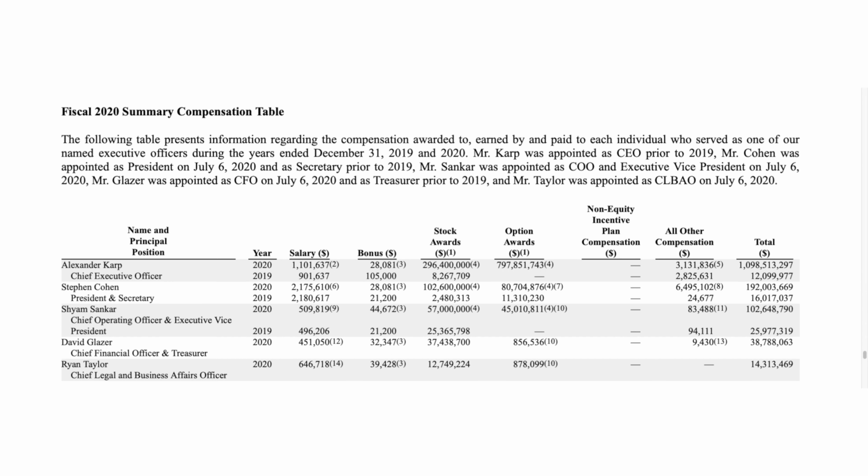Here are all the key executives at Palantir. You have Alexander Karp, co-founder, chief executive officer, and director. Stephen Cohen, co-founder, president, secretary, and director. You have Shyam Sankar, chief operations officer and executive vice president. You also have David Glazer, who is the CFO and treasurer, and you have Ryan Taylor, chief legal and business affairs officer.